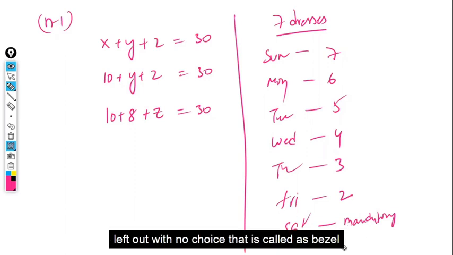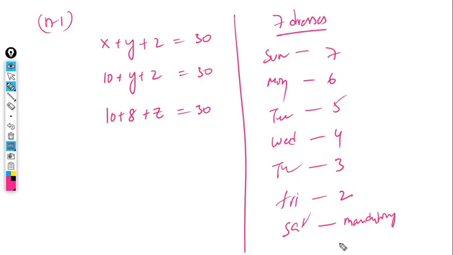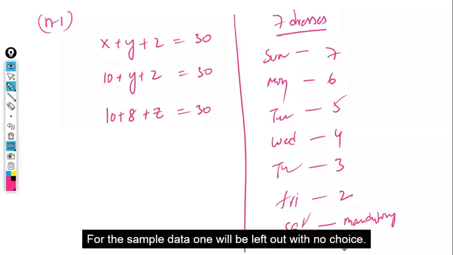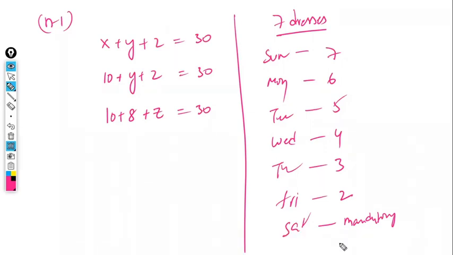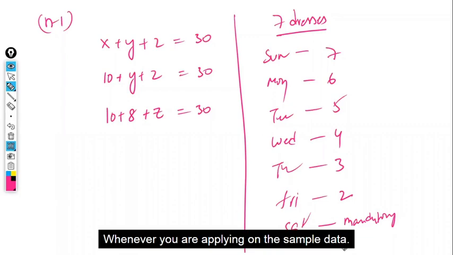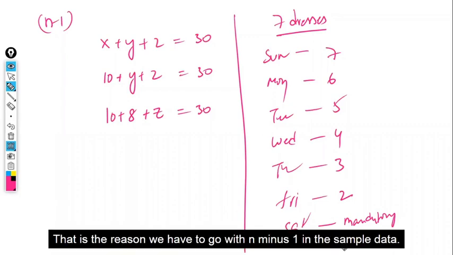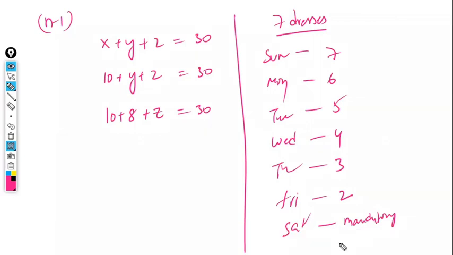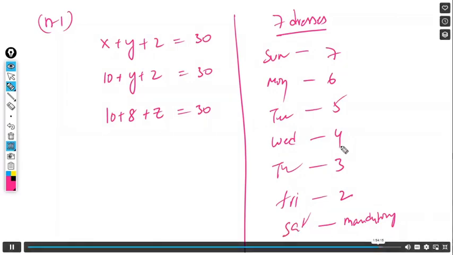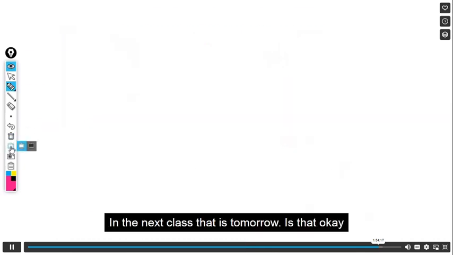Every time one will be left out with no choice. That is called Bessel correction. For the sample data, one will be left out with no choice whenever you are applying it on the sample data. That is the reason we have to go with n-1 in the sample data. Right? So that is the end of the session, and we will continue in the next class.